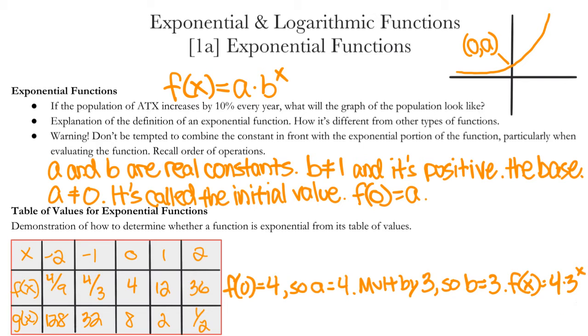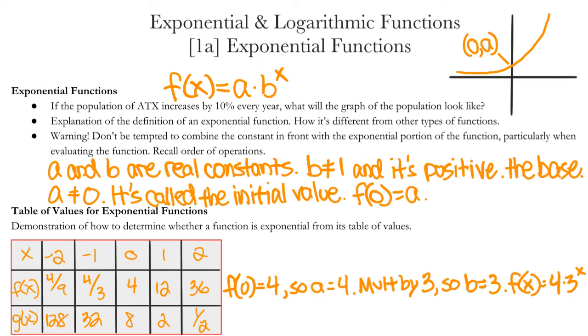Let's do the same thing for g of x. Think along with me. How do we get from 128 to 32? We have to divide by something or multiply by a fraction. How do we get from 32 to 8? That's a little easier. 32 divided by 4 is 8. So we have to multiply 32 by 1/4 to get to 8. Let's see if it works for the other ones too. 8 times 1/4, 8 divided by 4 is 2. Great. 2 times 1/4, 2 divided by 4 is 1/2.